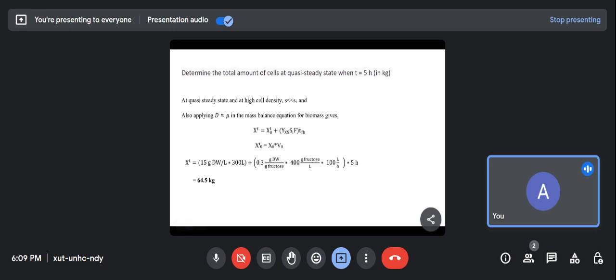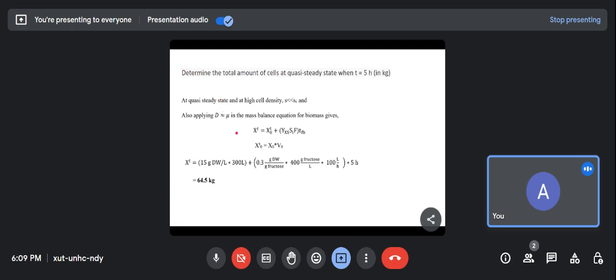Okay, in this case you would have gotten your answer in gram, right? And you will have to convert that into kg. So to convert gram into kg, you will have to divide by 1000, right? So you'll have to divide the answer by 1000 to get the answer in kg.